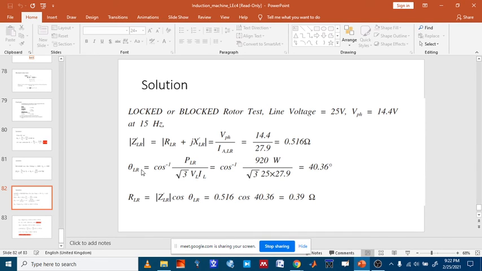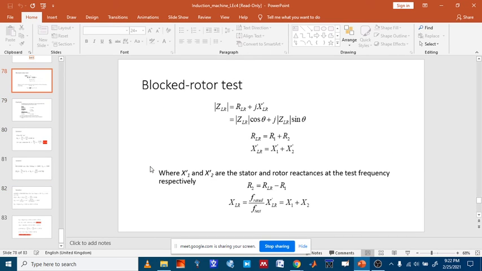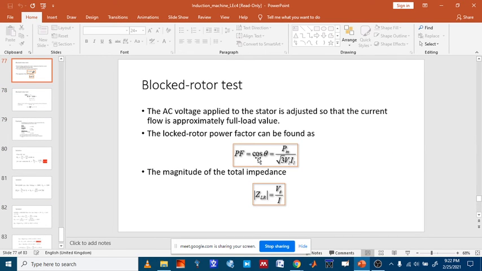The phi, cos phi. Cos phi is equal to P in over square root of 3 VL IL. Phi is the power factor angle. The phi will be equal to cos inverse of P in over root 3 VL IL.